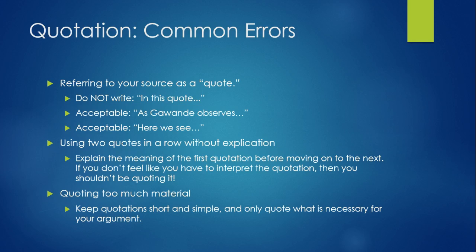Finally, quoting too much material. This is a common problem, especially when you're in a hurry. You just grab that long quote, plop it in there, and you know that what your point is and what you want to say is somewhere in there. Don't do that. Keep your quotations short and simple, and only quote what is absolutely necessary for your argument. That may mean that you're writing a sentence and you simply quote 2 words from the author and integrate them into your sentence. Or it may mean that those long quotations can become much shorter.